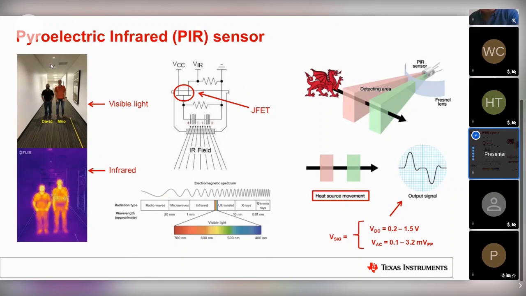What is important here is that the optics, the Fresnel lens we put in front of the PIR sensor, will make different detection areas, and when we pass through those detection areas, we are going to have a signal that is going to be positive and negative. And a very, very important thing for the future of our designs is that our DC level is going to be variable and huge. It's going to be between 0.2 and 1.5 volts.